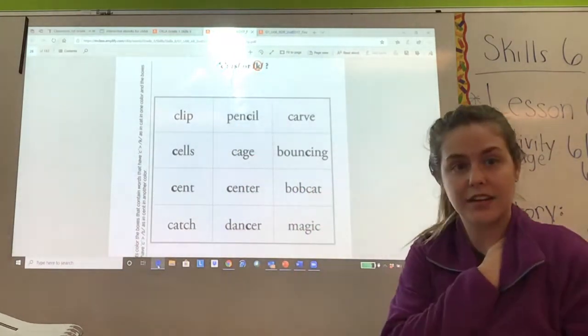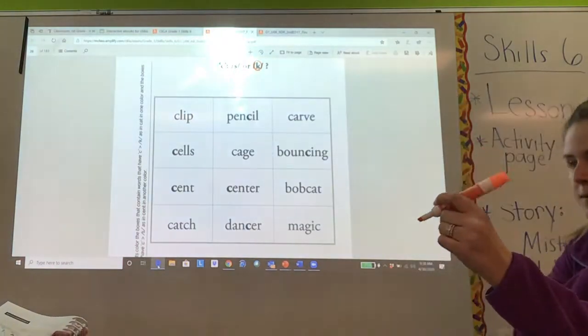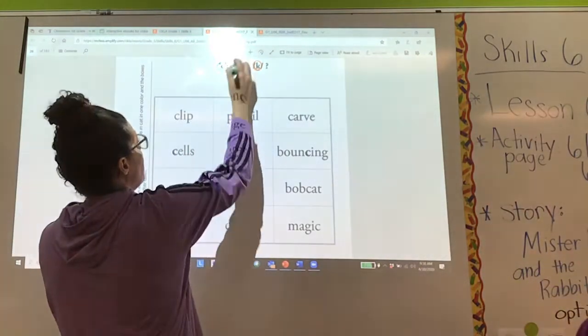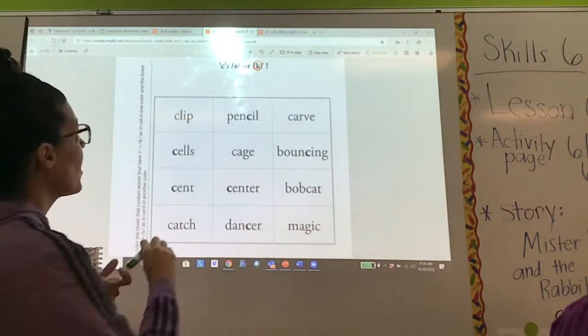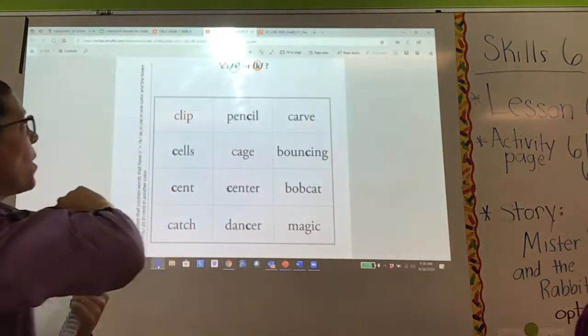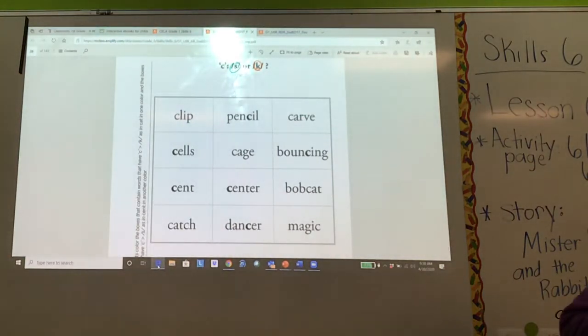If it says K, it's going to be orange for me. And if it says S, oopsie, let me erase that C. That might confuse us. And if it says S, it's me. Why don't you go first, Mrs. Singh? Here's your color.